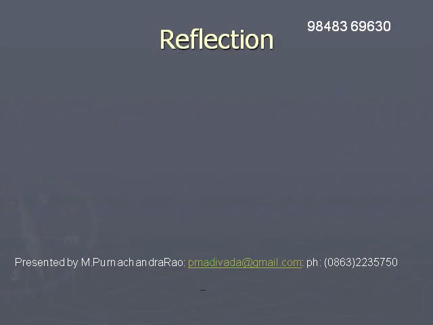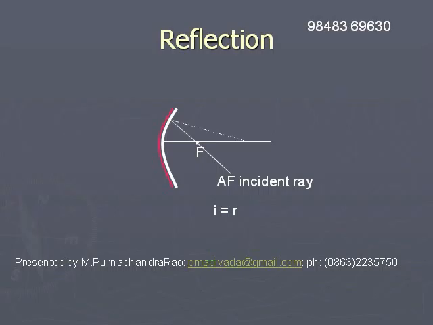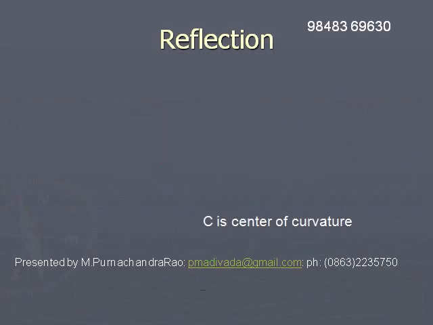The ray passing through the focus. In the first case, you notice the ray incident passing through the focus, and we draw the normal at the point of incidence. Then draw the reflected ray such that I is equal to R. You notice that the reflected ray travels parallel to the principal axis. This is in the case of a concave mirror.